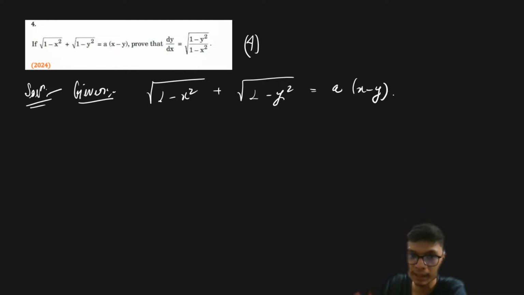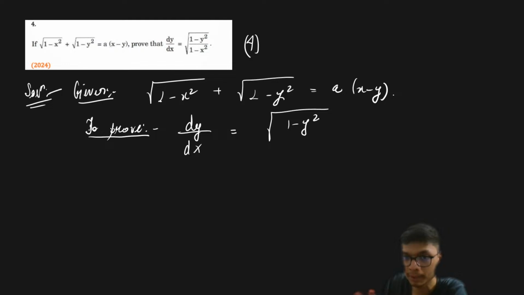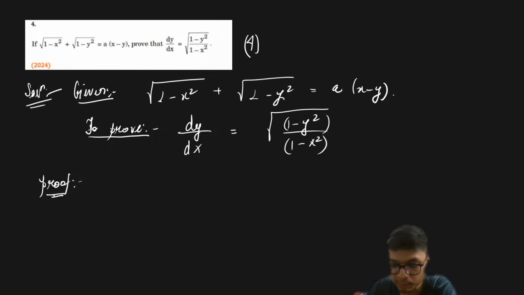So if I have this given relation, then I have to prove that the derivative of y with respect to x is square root of (1 minus y square) divided by (1 minus x square). In order to prove this result, let us write it as proof. While we start the proof, we need to understand what is the way to solve this problem.